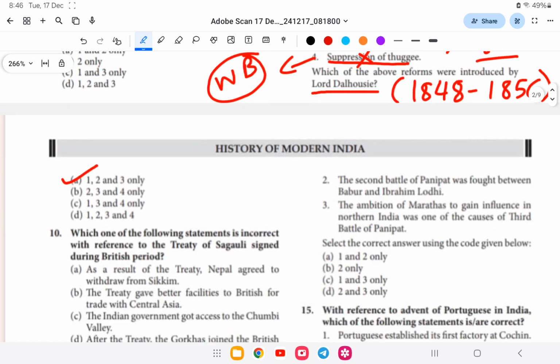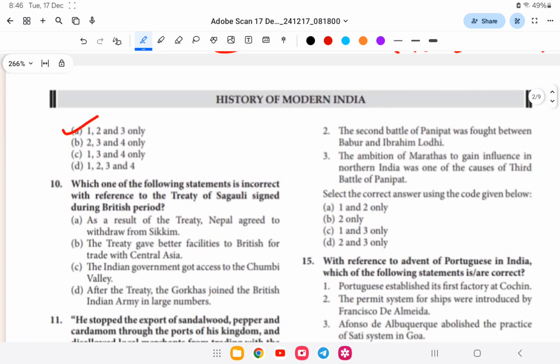I hope you are clear with this. Let us go to question number 10. Which one of the following statements is incorrect with reference to the Treaty of Sugauli signed during the British period? First of all, the Treaty of Sugauli was signed between the British and the Nepalese, in 1816.